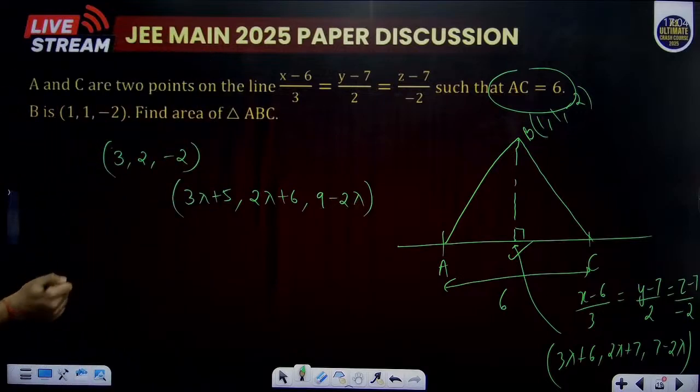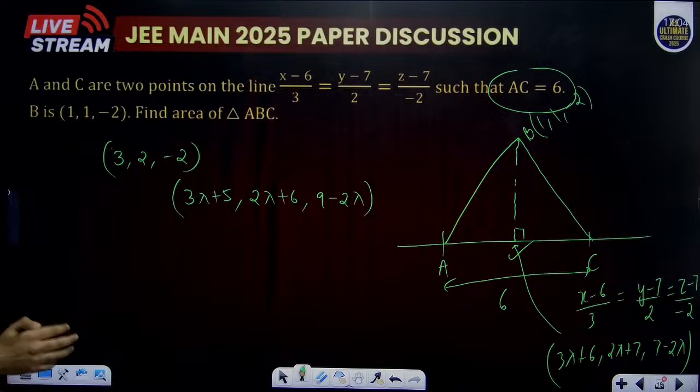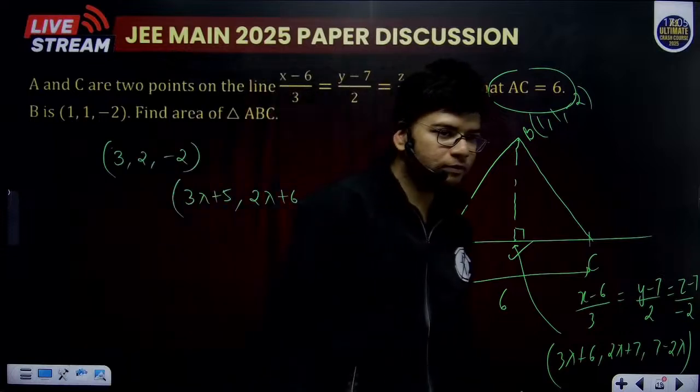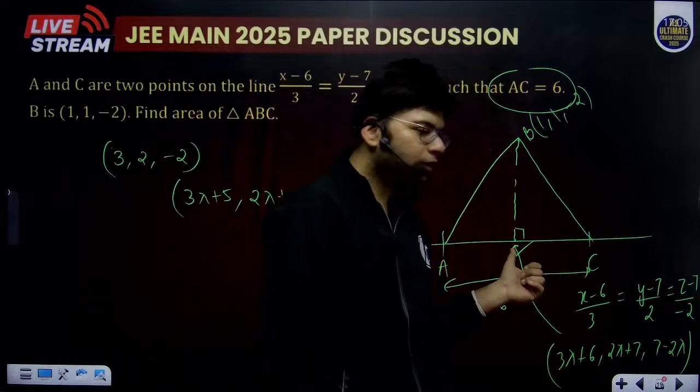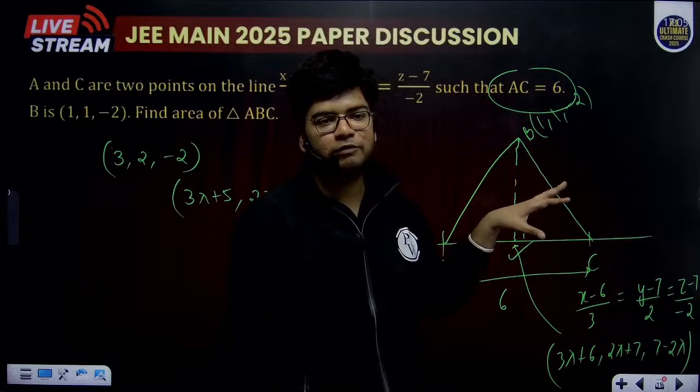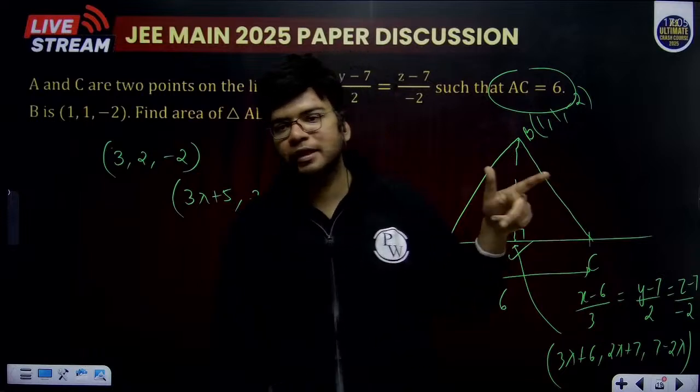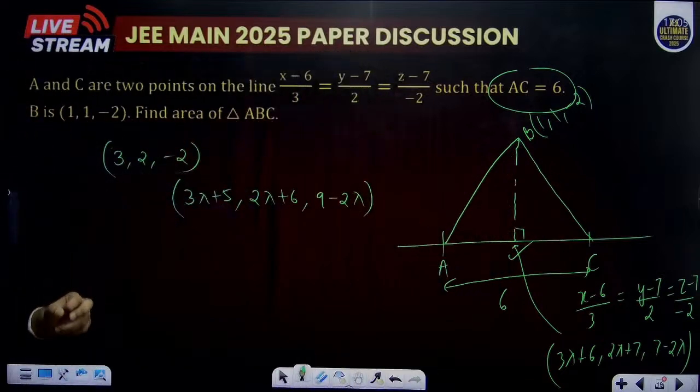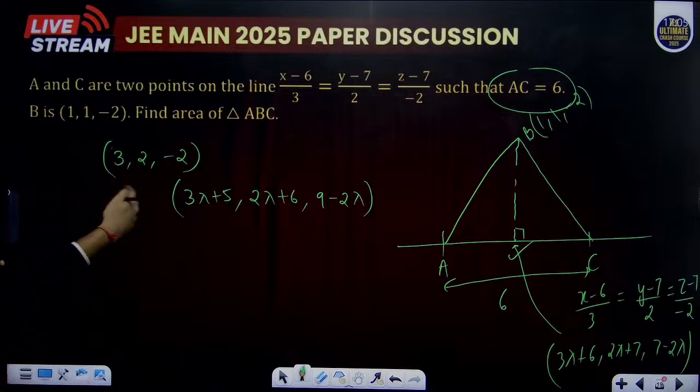Now simply, what do you do with the dot product? Equate it to 0. Once you equate the dot product to 0, you'll get the value of lambda. Once you get the value of lambda, you can substitute it here. You will get the coordinates of this point. By the distance formula, you can find this distance. Half base into height will give you the area of the triangle. So let's solve it quickly.